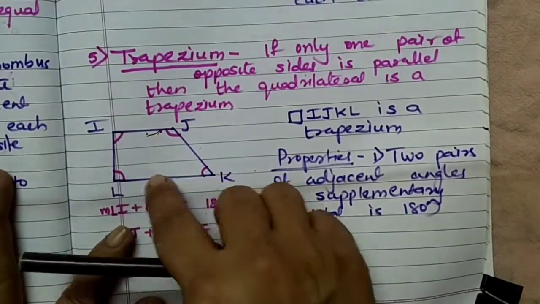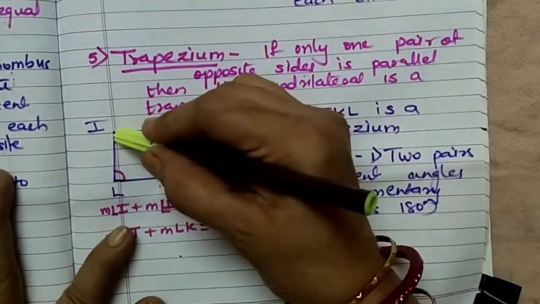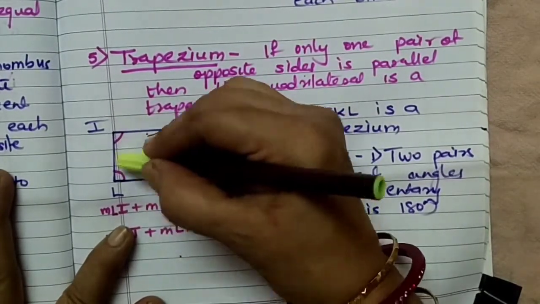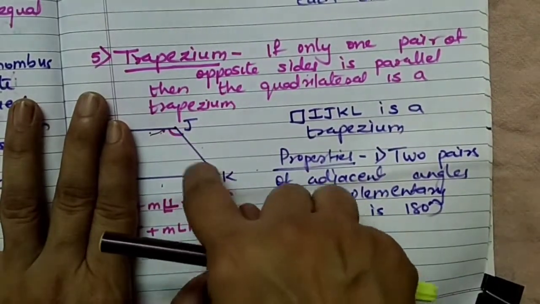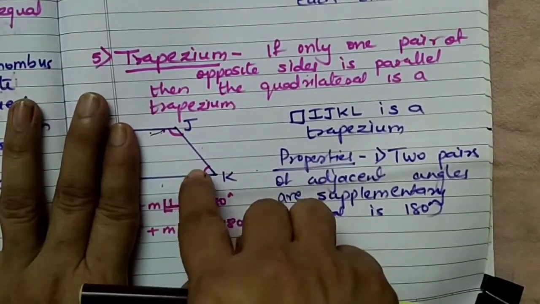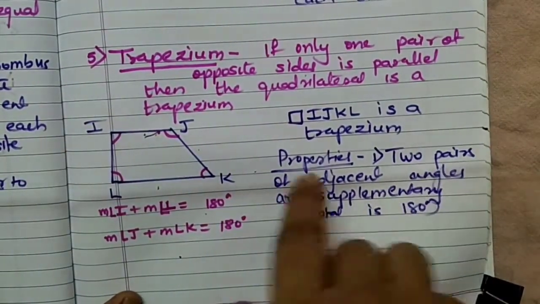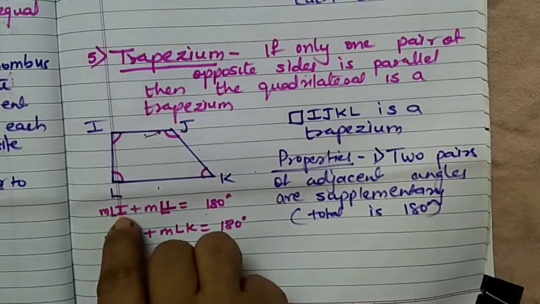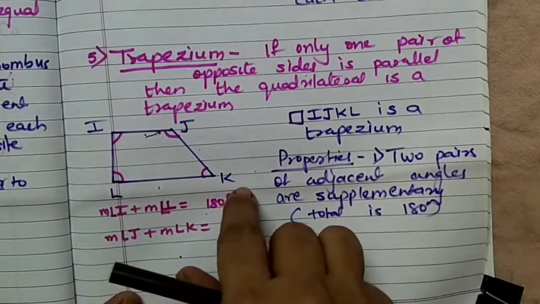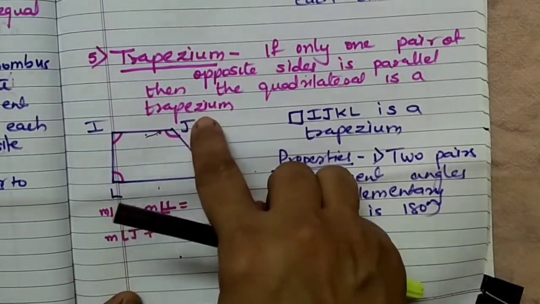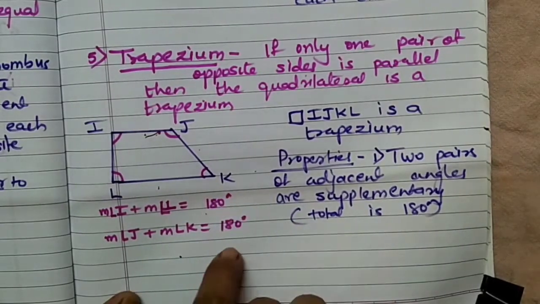Now these are the two parallel segments. This is a transversal. So angle I and angle L, the total will be 180. Same way, if we consider JK as a transversal, then angle J and angle K total will be 180. Supplementary means total is 180. So I have shown here: measure of angle I plus measure of angle L is equal to 180 degrees. Measure of angle J plus measure of angle K is equal to 180 degrees.